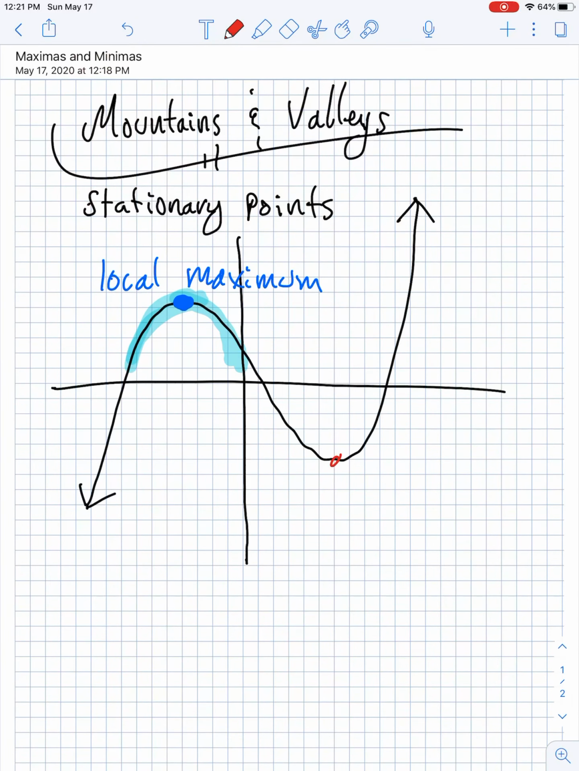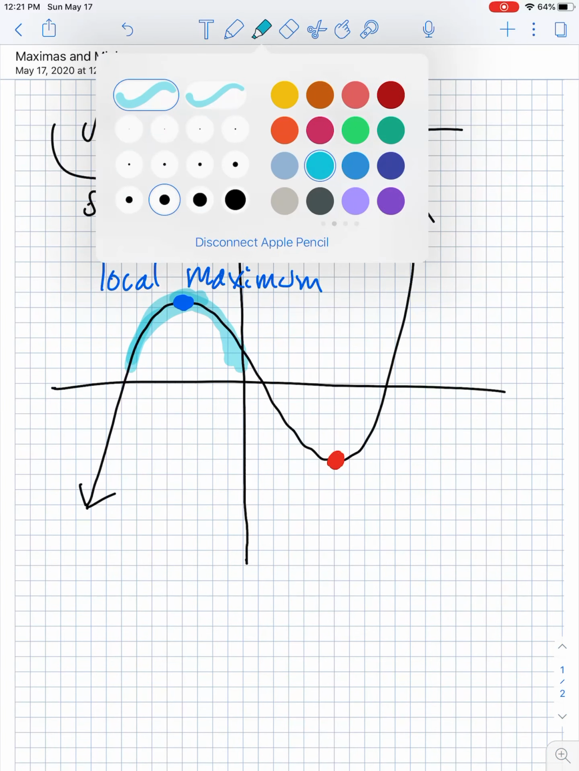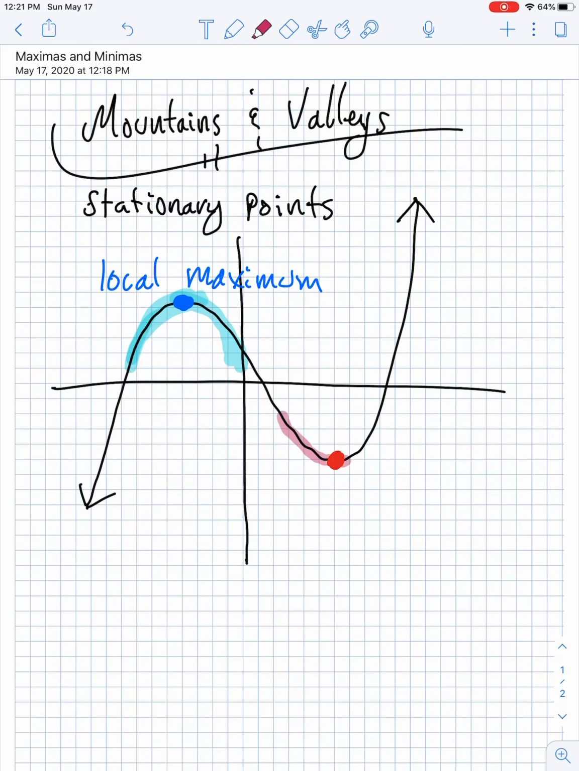Now, down here in the bottom of this valley, the graph switches from negative to positive, like downhill to uphill, so it makes a valley. That means that this is a local minimum.